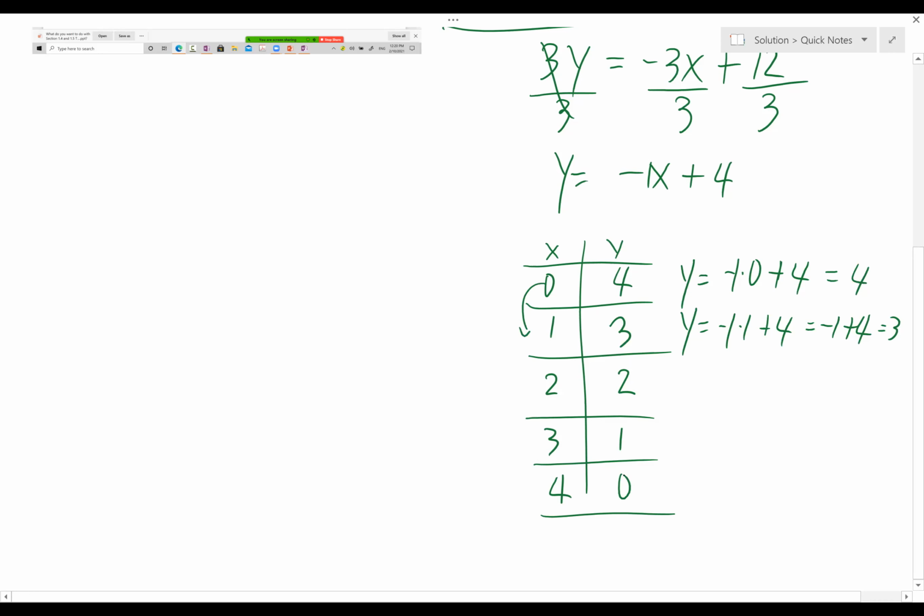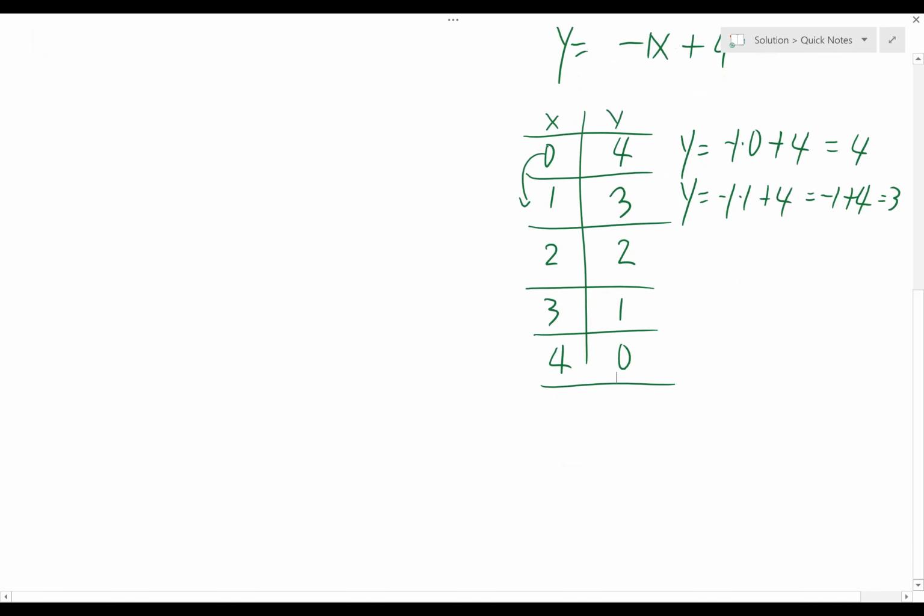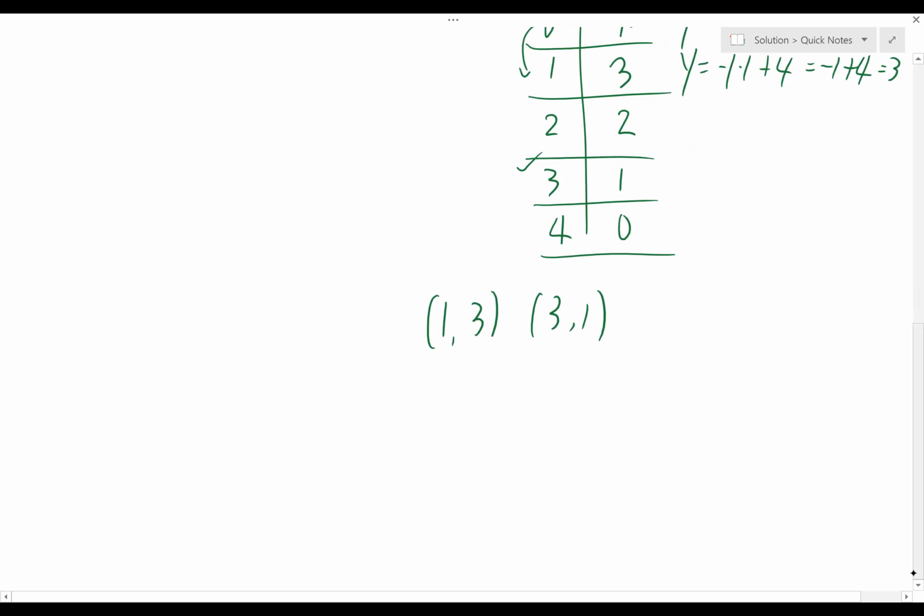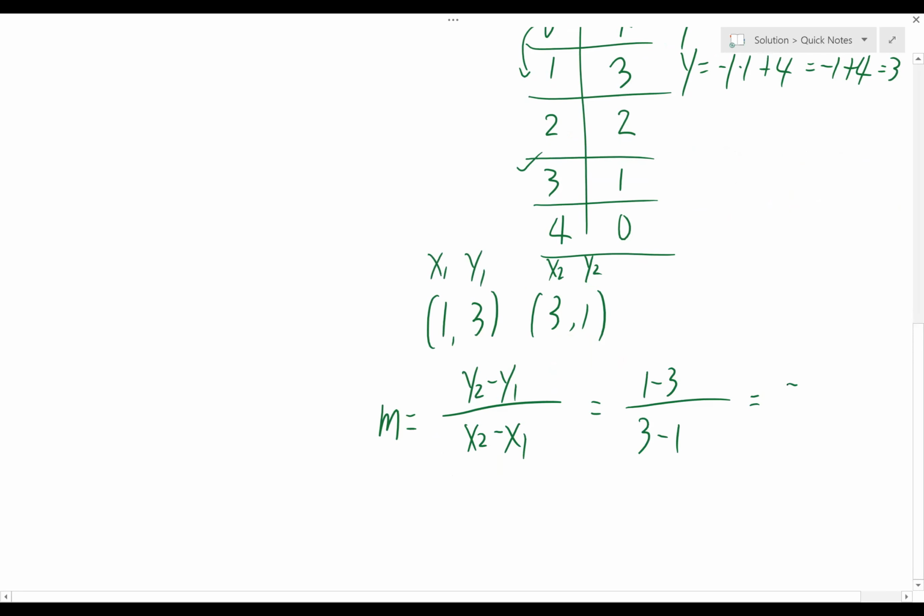And what they want you to do is pick any 2 ordered pairs. Just pick any 2 you want. Let's say you pick the second ordered pair, 1, 3, and the fourth ordered pair, 3, 1. And you want to calculate the slope. Using the slope formula, y2 minus y1 over x2 minus x1, this is 1 minus 3 over 3 minus 1. So this turns out to be negative 2 over 2, and that becomes negative 1.